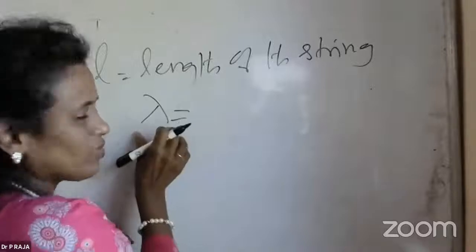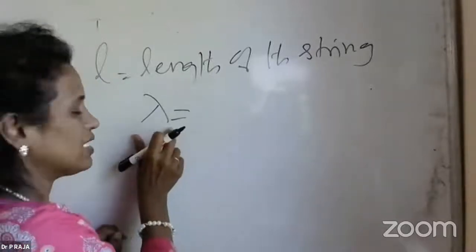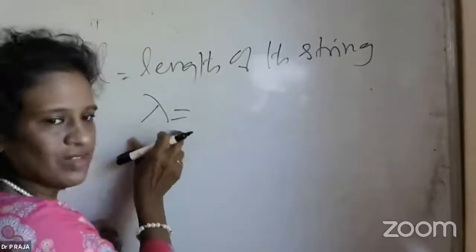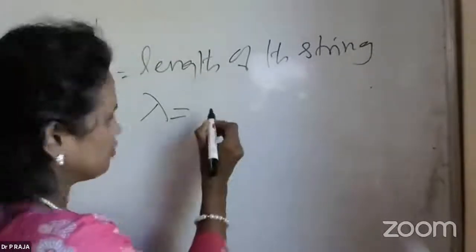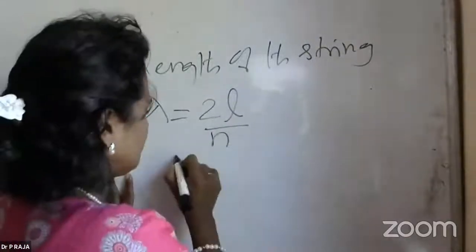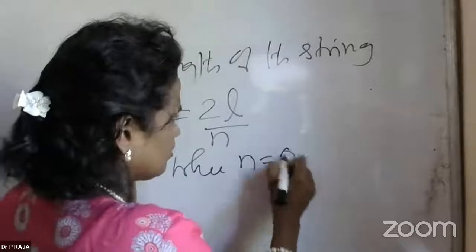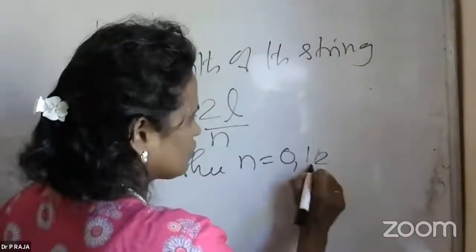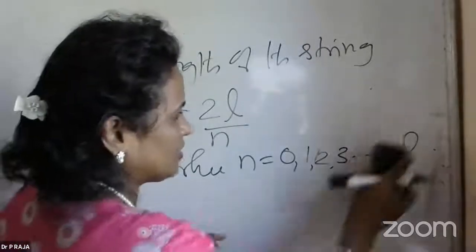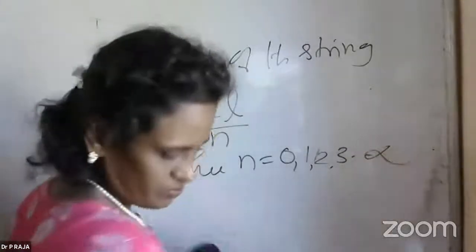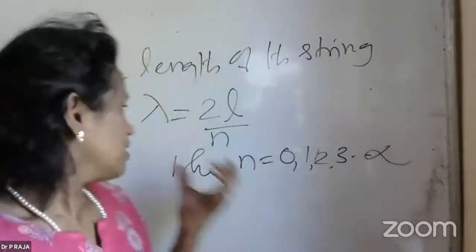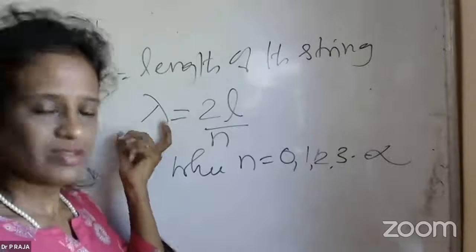Lambda, the wavelength of the black body radiated wave, is equal to 2L by N, where N is equal to 1, 2, 3, etc., up to infinity. Now this equation is in the form of wavelength.